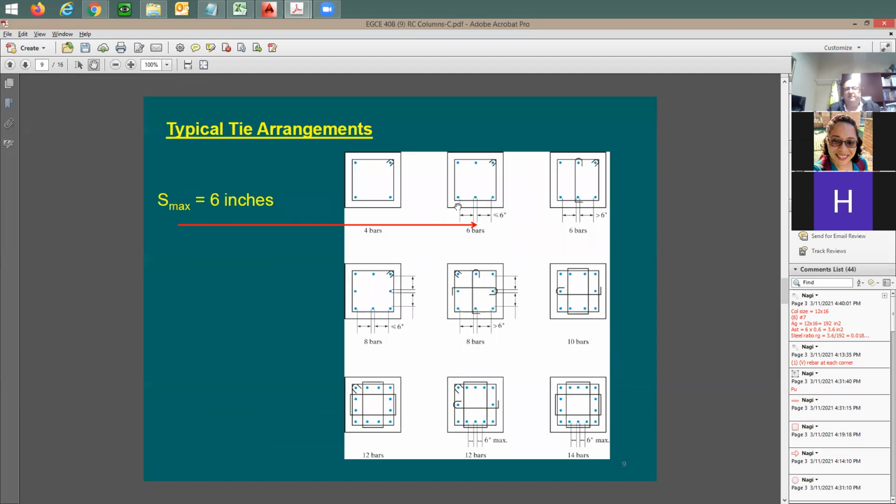Now the spacing of ties. We have certain requirements here that we need to be careful about. You see, it says here this S max is going to be 6 inches. So if you have this bar configuration, right, this is going to be maximum 6 inches. Clear spacing. You see this 6 inches? You're going to see it in a few places. This is actually not the tie spacing. This is going to be about the vertical rebar spacing, clear spacing. You don't want them to be more than 6 inches. If this makes sense to you.